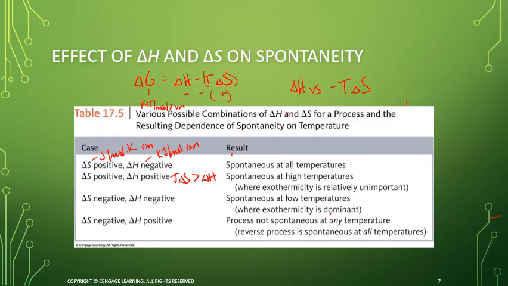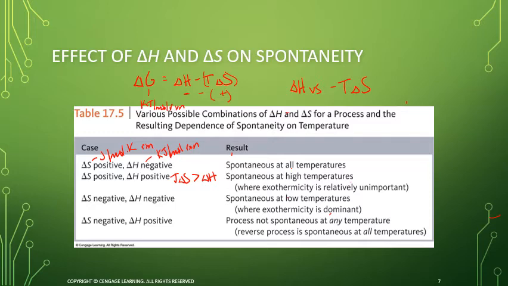I can have a third situation where the delta S is negative and the delta H is negative. So I now have a favorable exothermic reaction, but I have an unfavorable disorder component to it. So in this situation, because my delta H is a negative and I'm subtracting a negative, so that would be adding, I want to have my temperature being low. So this reaction would be spontaneous at low temperatures because now the delta H is the dominant feature for that reaction, and it would be non-spontaneous at higher temperatures.